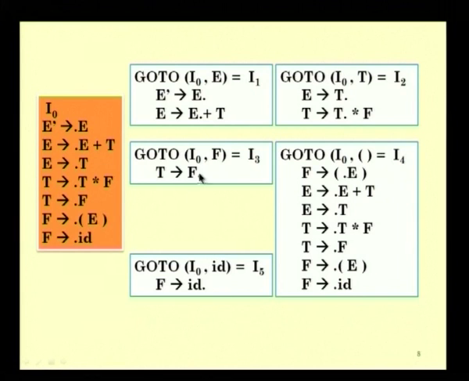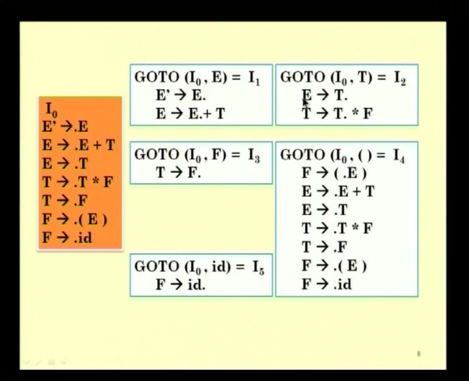So, we have two cases here. One is in state number I2, where we have an item of the form E derives T dot. In state number I3 we have an item of the form T derives F dot, and in state number 5 we have an item of the form F derives ID dot. But we have another item, that is E dash derives E dot, and it is a special case for which the accept action is going to be written onto the table.